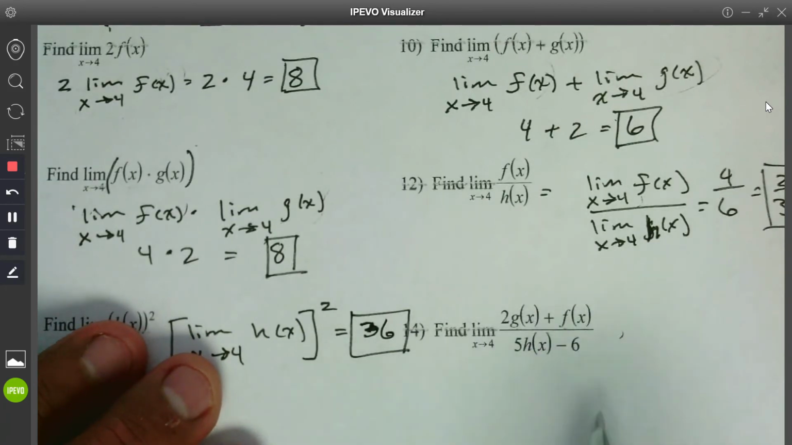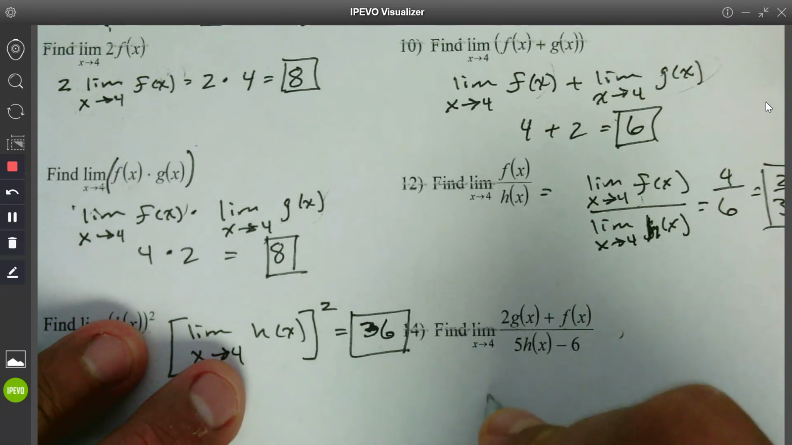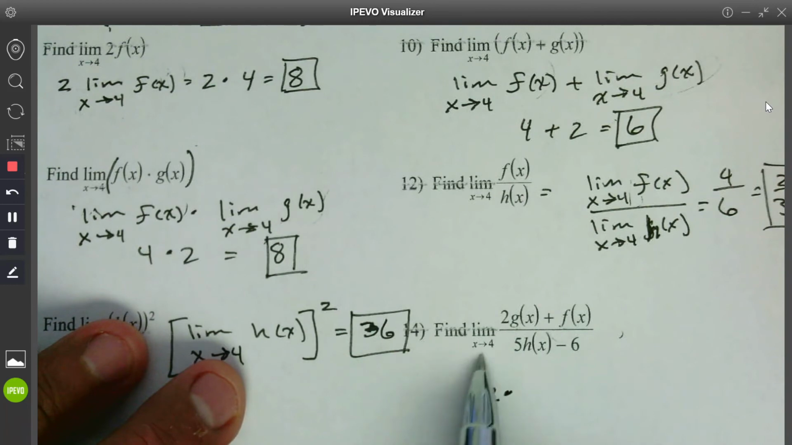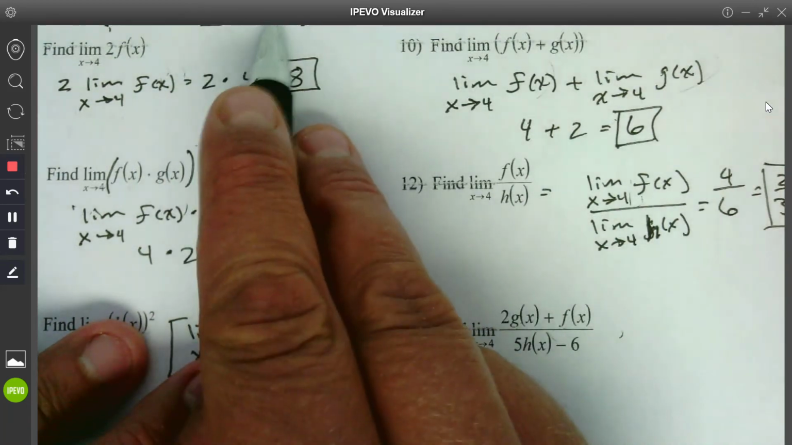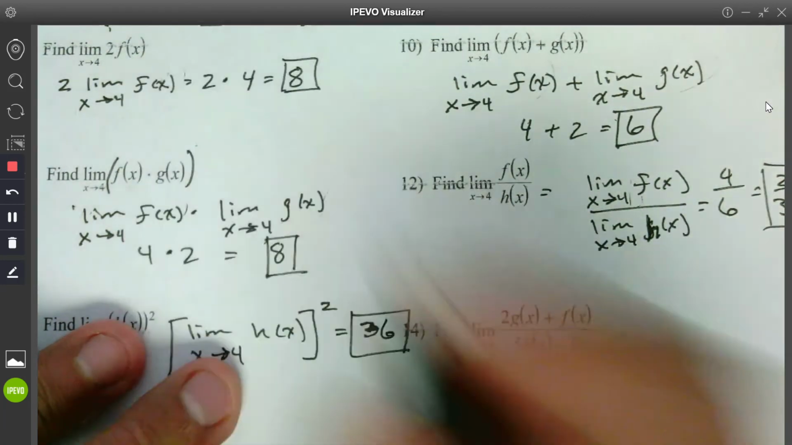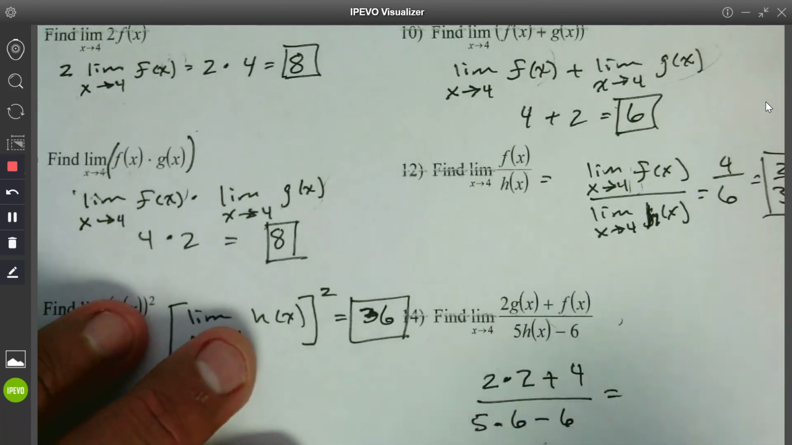And the last one. Now it's using a bunch of them. It's using addition, subtraction, scalar multiplication, division. We can break this up. And instead of writing this all out here, I think I'm just going to substitute. So we know what the limit as x goes to 4 of g is. g is 2. So we have 2 times 2 plus f. The limit of f is 4 over 5 times the limit as x goes to 4 of h is 6 minus 6.